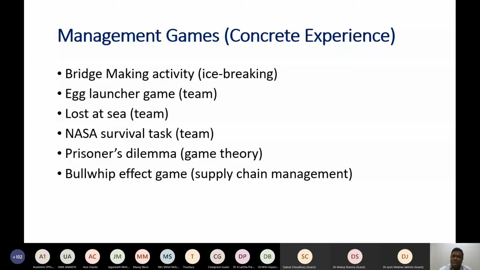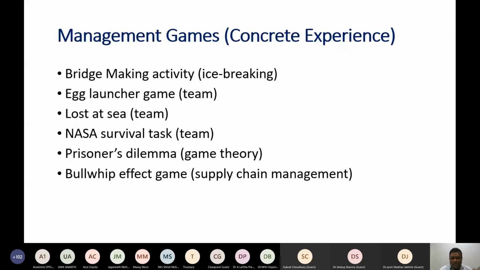So this type of games will work if you're in the first term and you are starting afresh, and many students would have come from different parts of our country, and these type of games would help them gel well with each other. Lost at Sea and NASA Survival Task. It's a very interesting game. It's a classic game. I will explain that in detail.